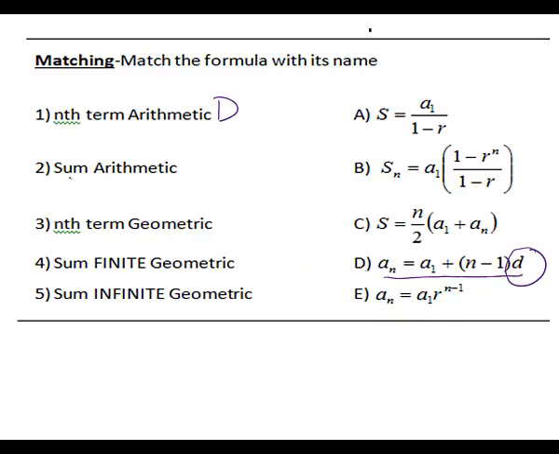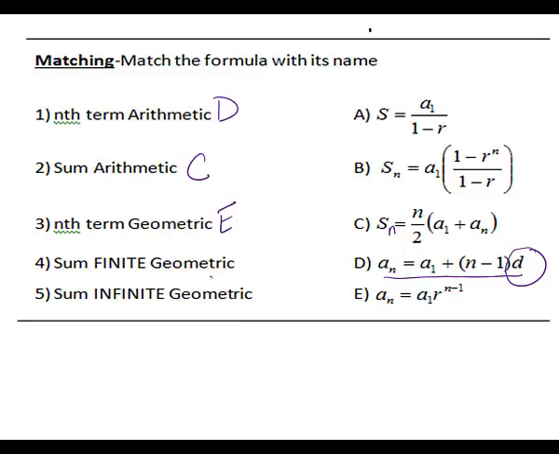The sum of an arithmetic has to be an S sub n formula. Actually, it's not marked S sub n, it should have that in it, so it would be one of these two. It's this one right here because the other one has r's in it, and r's are always geometric, right? The nth term of a geometric has to be an a sub n formula, and it has to have a ratio in it, so it's got to be E.